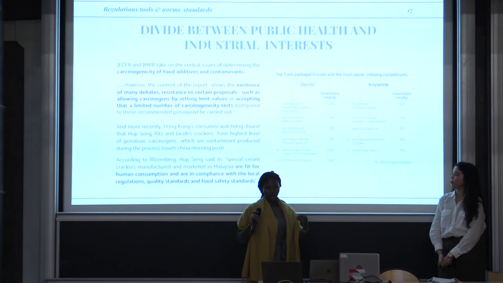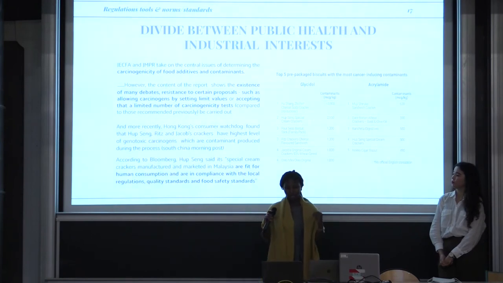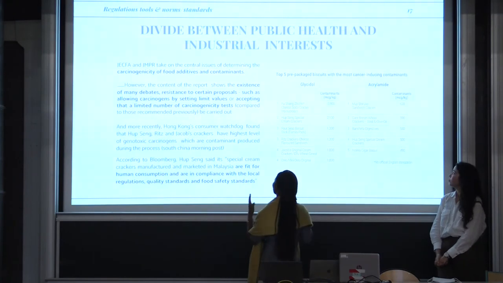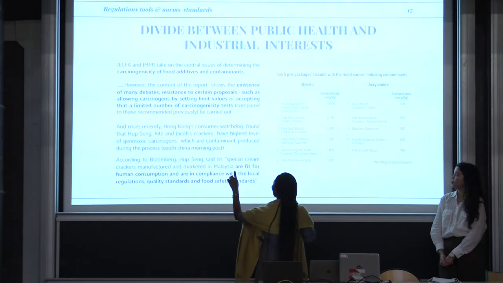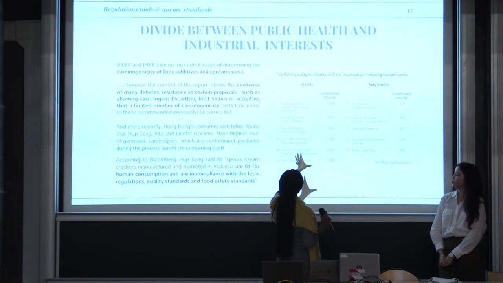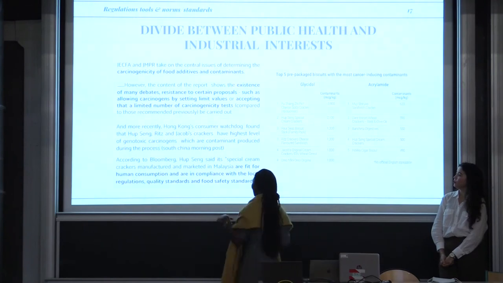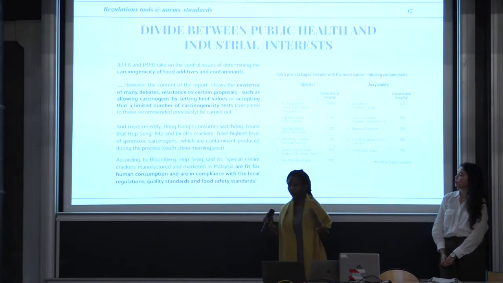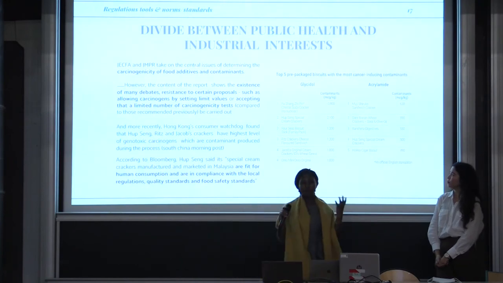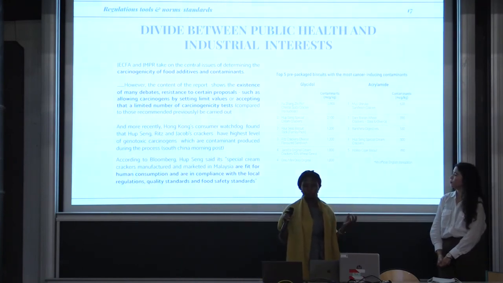They found that genotoxic carcinogens were highest in the Hoobzank, Ritz and Jacobs crackers. So we can just have a view of it there. I'm going to talk about the Hoobzank. It's more of a cracker that is produced by Malaysia.